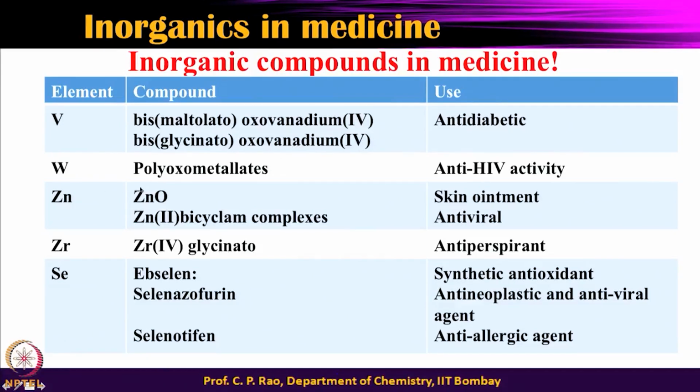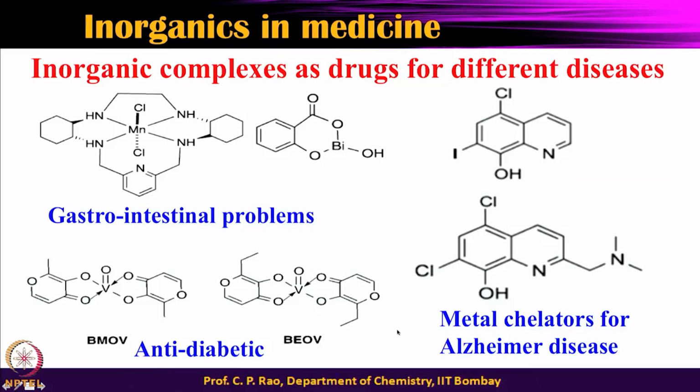Then the polyoxometalates have anti-HIV activity. Zinc oxide, zinc bicyclam complexes, are like skin ointment, antiviral, etc. Zirconium, the glycinato, is an antiperspirant. Selenium, we have seen recently, is the commercial kind of thing. Selenazofurin, selenotifen. What are these? These are antioxidant, antioxidant antidotes. So, antiviral, antioxidant, anti-allergic agents that you use.